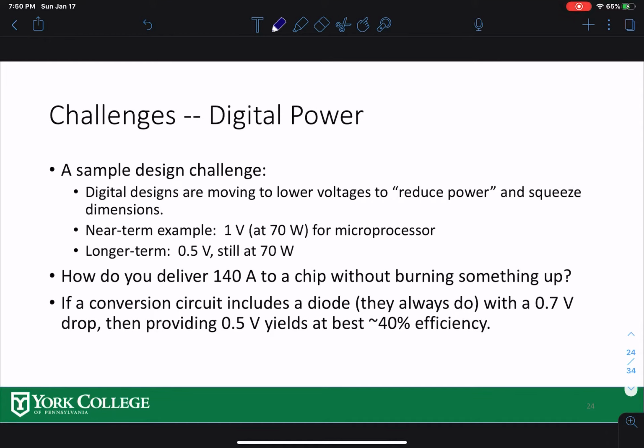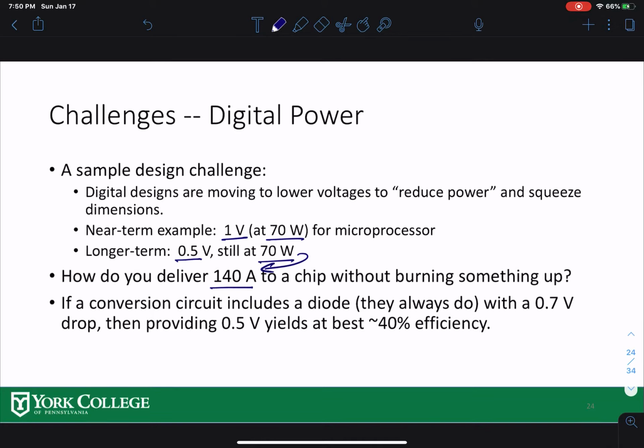There are some other things. Let's think about this. Our digital world is going towards lower power every few years, right? A near-term goal is 1 volt at 70 watts, and a longer-term goal is 0.5 volts at 70 watts. If that is the case, to supply 70 watts at 0.5 volts, you need to have 140 amps of current going through some wires, right? So you cannot do that. You have to think differently. How can you do that, right?